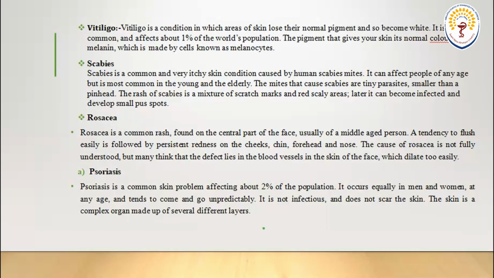Next is psoriasis, which is a common skin problem affecting about 2% of the population. It occurs equally in men and women at any age and tends to come and go unpredictably. It is not infectious and does not scar the skin.